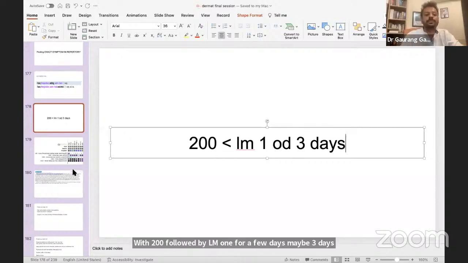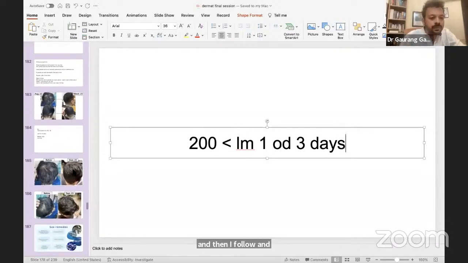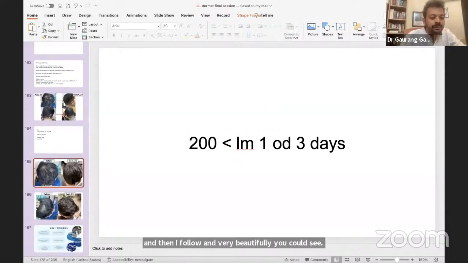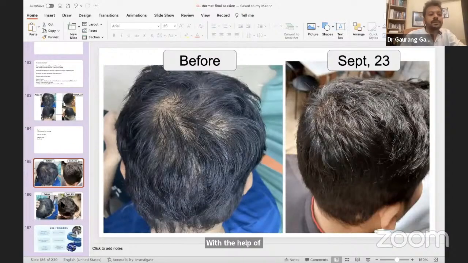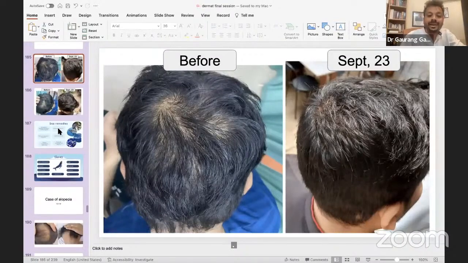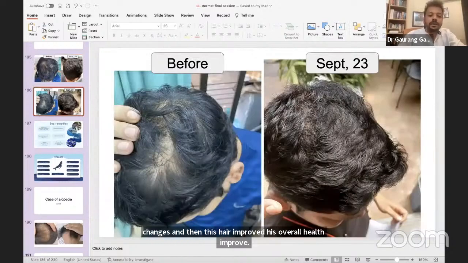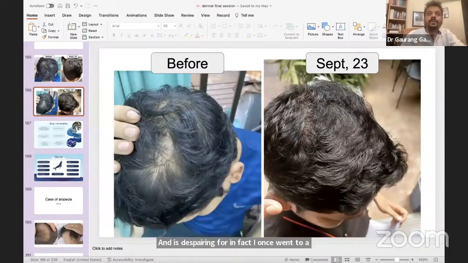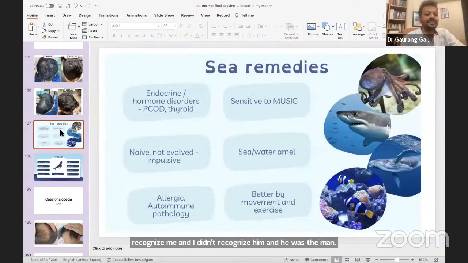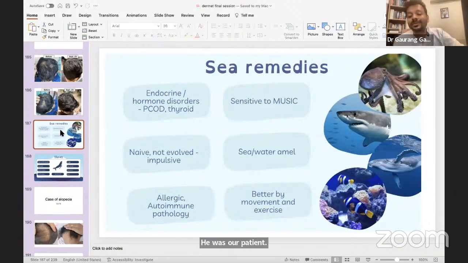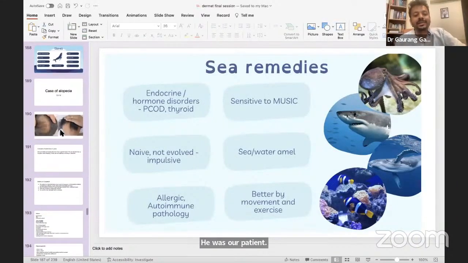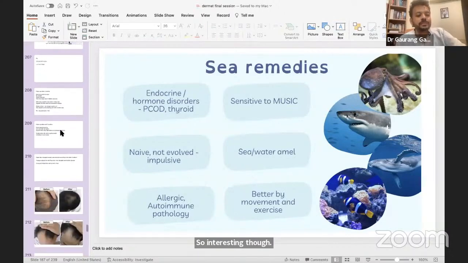And very beautifully, with the help of CPI, you could start seeing some very beautiful changes in him. His hair improved, his overall health improved, and his despair improved. In fact, I once went to a cafe and I was drinking coffee and he just said, "Sir, did you recognize me?" And I didn't recognize him. And he was the man. He was our patient. So interesting, no?